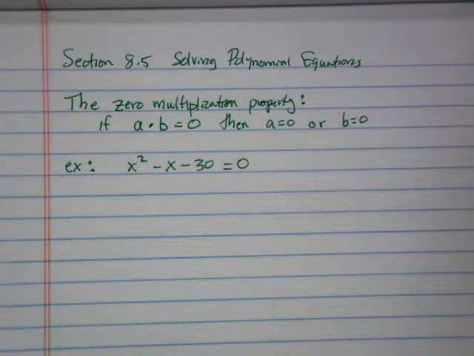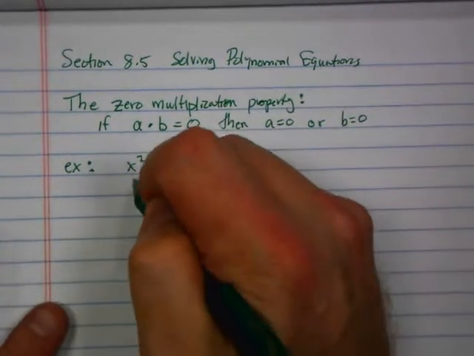Here's what you're going to do when you see a polynomial equation. The first thing you're going to do is write the equation so that it has 0 on one side. Which it has. This one's already done. The next thing you're going to do is factor. So you're going to take x squared minus x minus 30 and factor it. (x minus 6)(x plus 5).